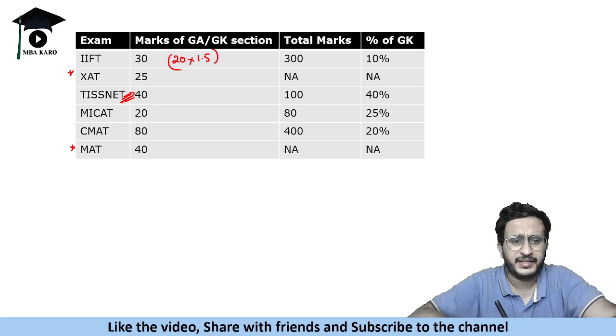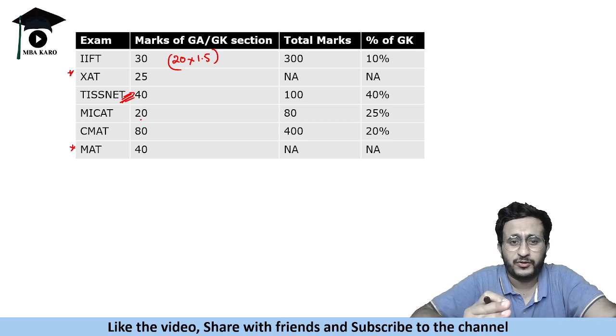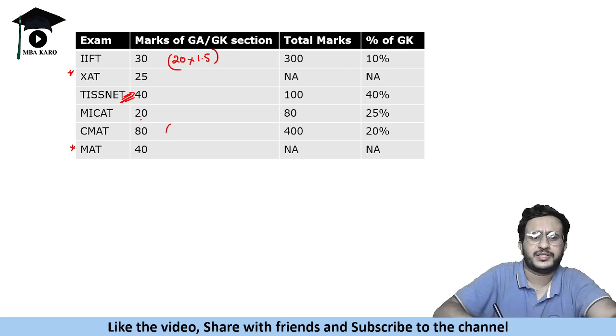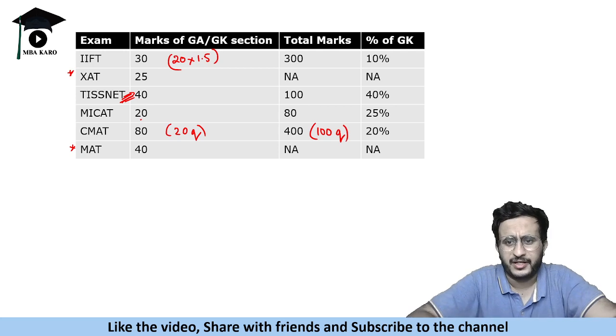Then in MICAT, there's an aptitude section which has 20 questions on general awareness out of 80 questions. That is one fourth of the paper. Then in CMAT also it is 80 marks out of 400, or 20 questions out of 100 questions. So that is 20% weight in the examination, again a significant portion.